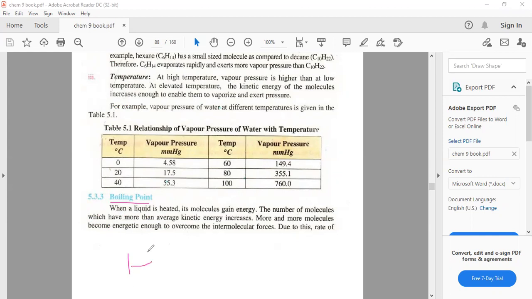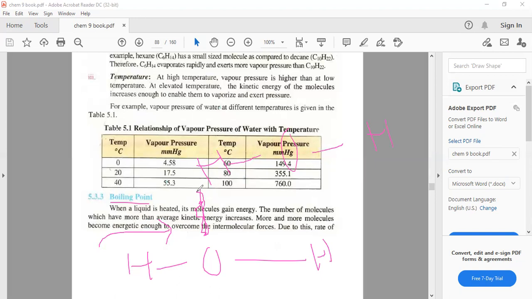If their average kinetic energy increases, they will overcome the intermolecular forces. For example, water molecules have intermolecular forces. Each water molecule is connected with the other water molecules. So when we are providing heat, these intermolecular forces are weakened. Due to the increase of the average kinetic energy, the intermolecular forces will be weaker and the molecules separate from each other.